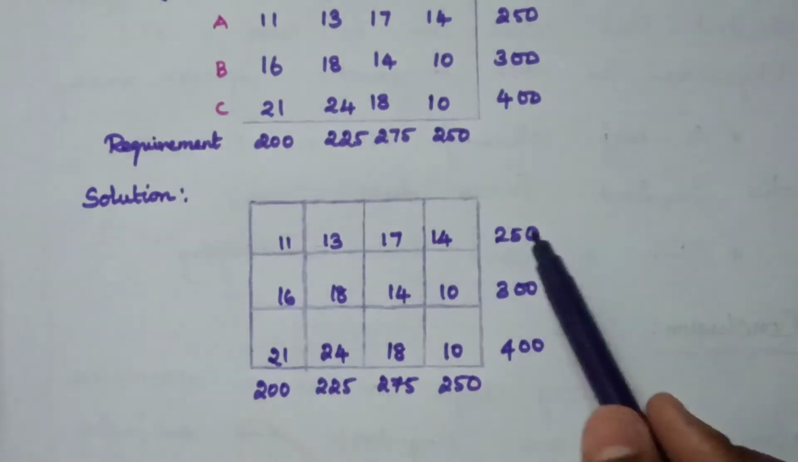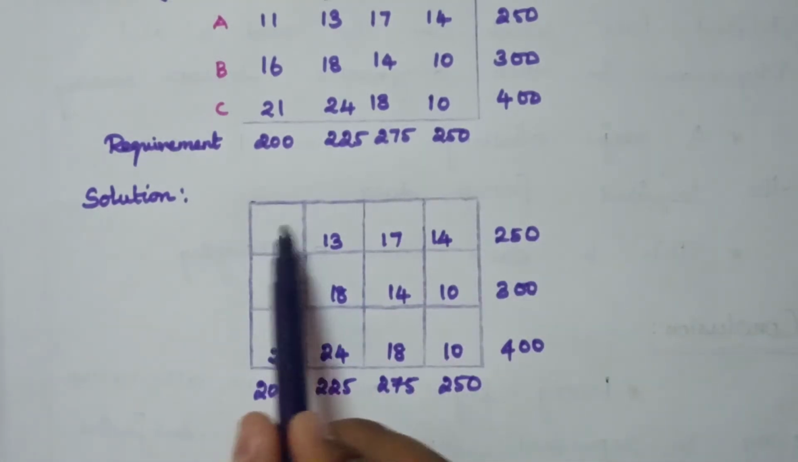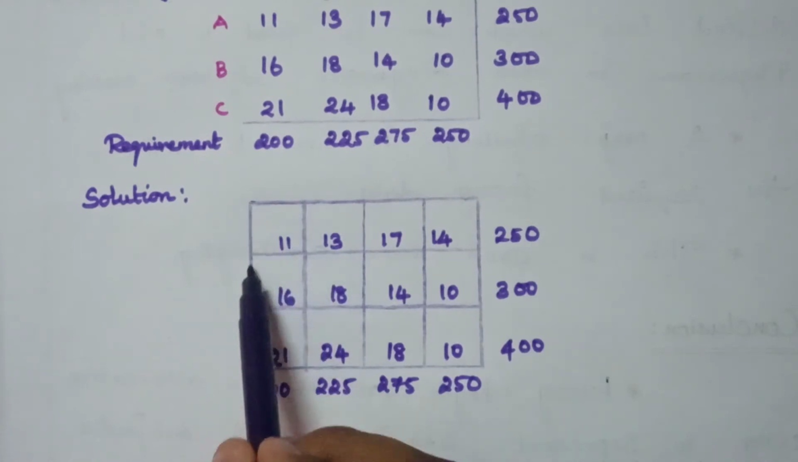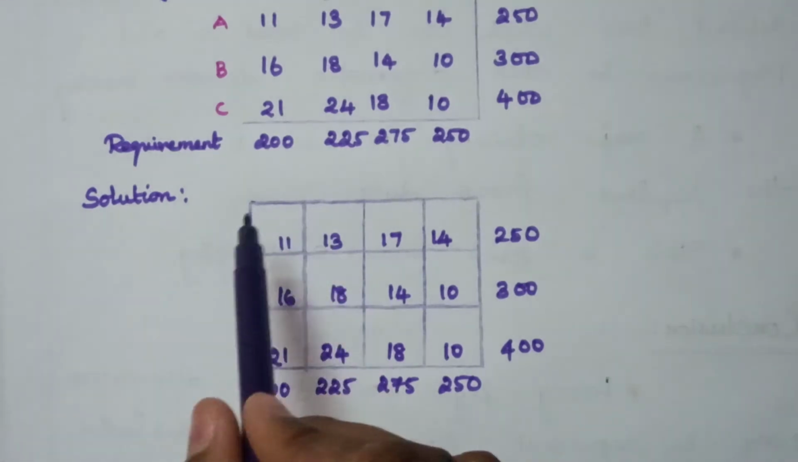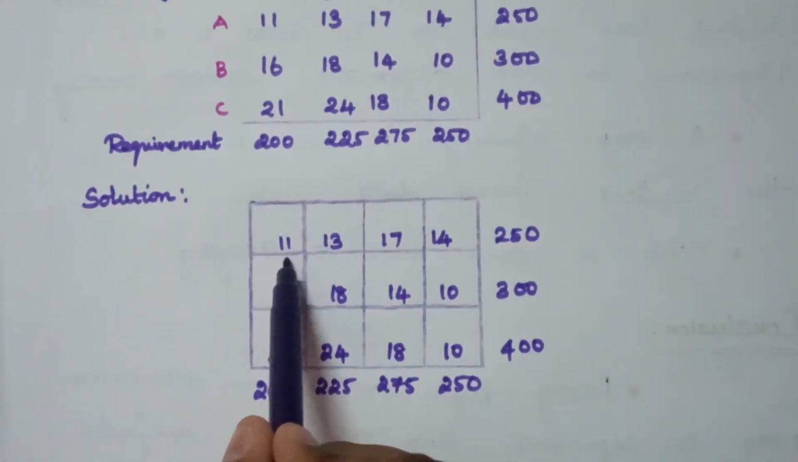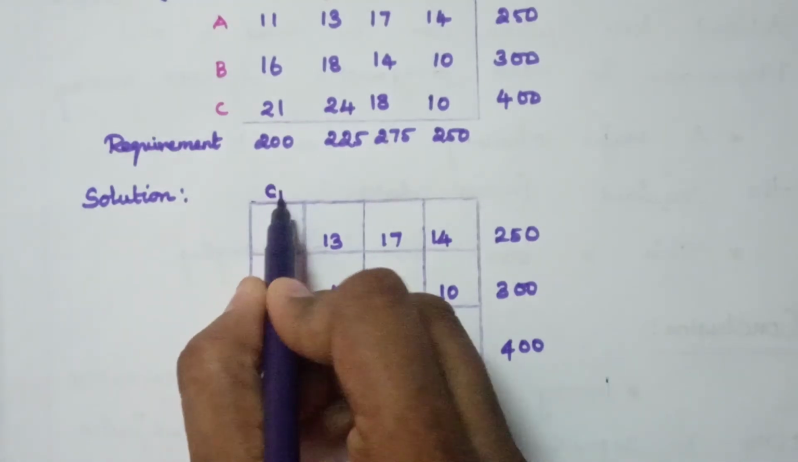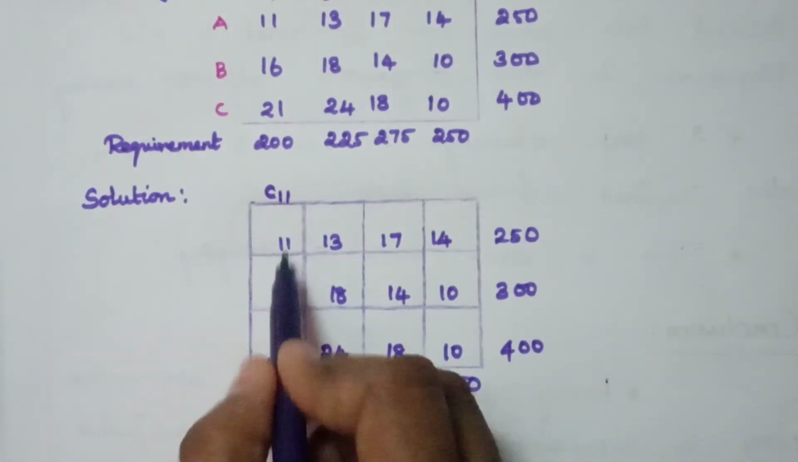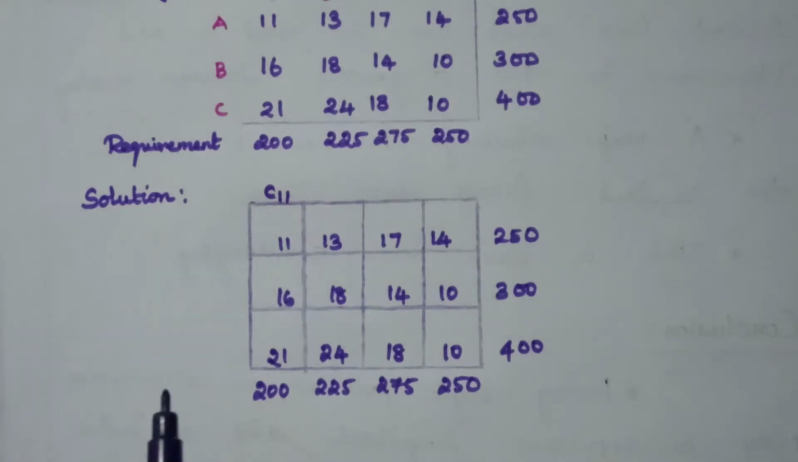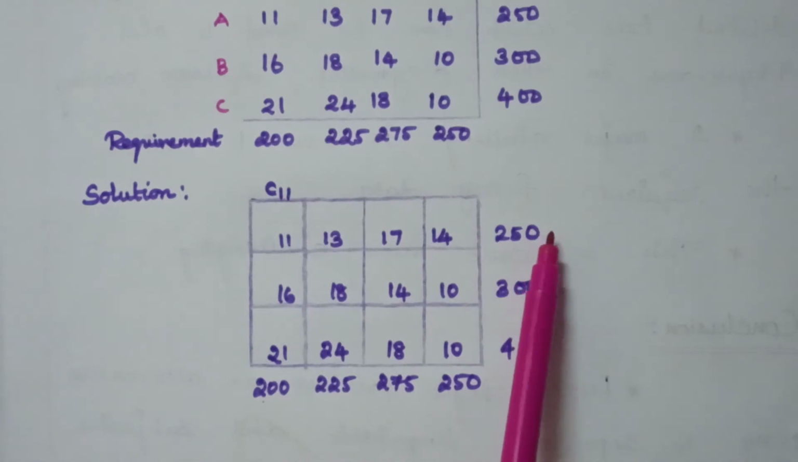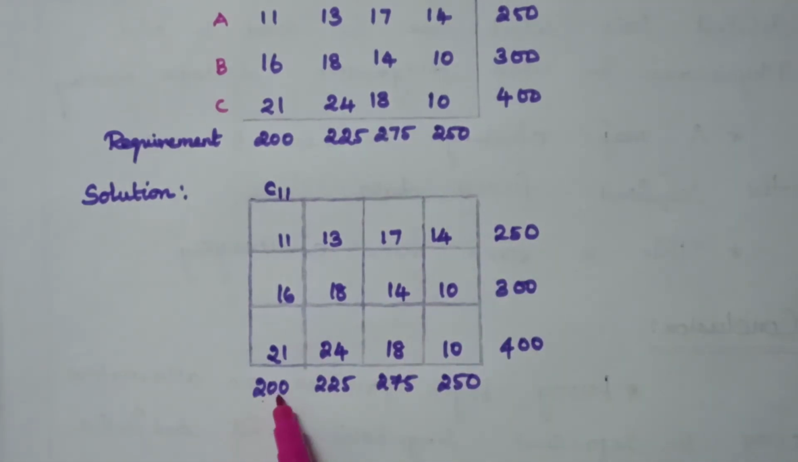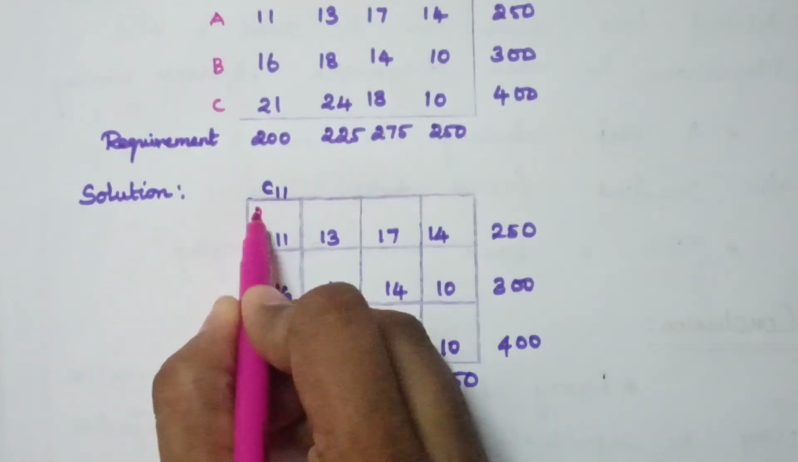We have to allocate for the first cell. Here the northwest corner is the first cell. The upper left corner is the northwest corner. So in the upper left corner, here we have cell 11. Cell 11 has the value 11. For cell 11, we have to allocate a value. We take the minimum value from availability and requirement. Which is minimum, 250 or 200? 200 is minimum. So we allocate 200 for this cell.